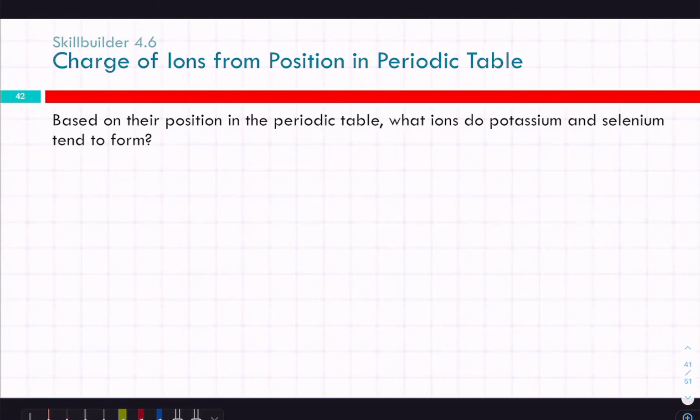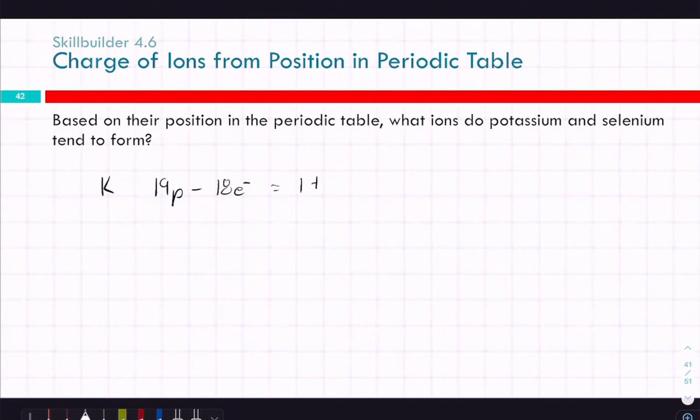Oh, potassium is K. Yeah. So it has 19 protons. How many electrons does it want to have? 18. So 19 minus 18 will give you 1 plus.